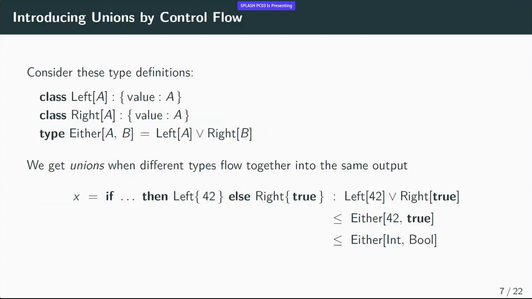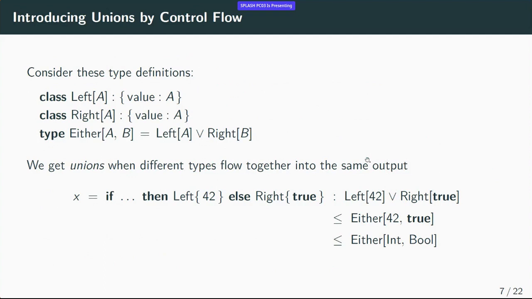So let's look at another example where we define the classical either data structure, which is either an instance of the left case or the right case, where here left and right are defined as normal classes with a value field. And so we have seen intersections. Now let's talk about unions. So unions come up naturally. They are introduced by the control flow of the program. So for example, if you have some branching expression where one branch returns an instance of left and the other an instance of right, then what you get as a result is a union of left and right. Okay, so that's how unions are introduced.